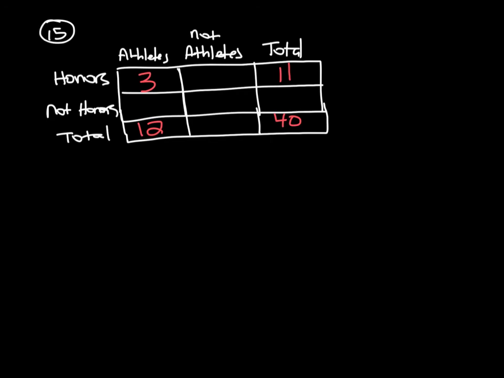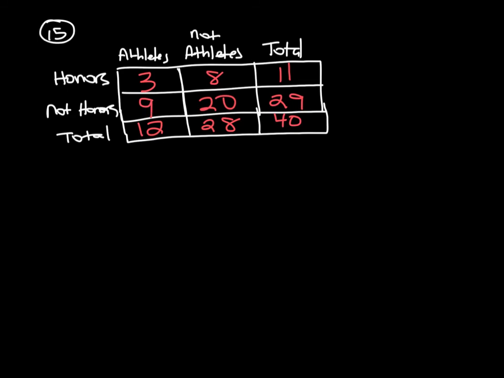Actually, at this point, we can just fill in the table. So let's just start here. 3 plus 8 is going to give us 11. Or you could say 11 minus 3 is 8, so let's put an 8 here. All right, and then we can do 40 minus 11 is 29, so we'll put a 29 here. 40 minus 12 is 28, so we'll put a 28 there. And then 28 minus 8 is 20. And finally, 12 minus 3 is 9. All right, so our two-way table is filled out.